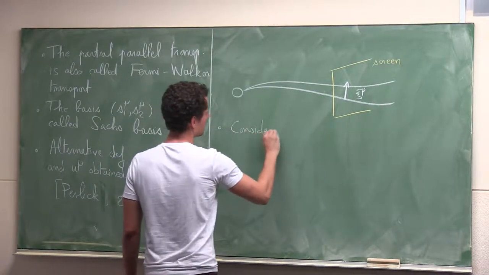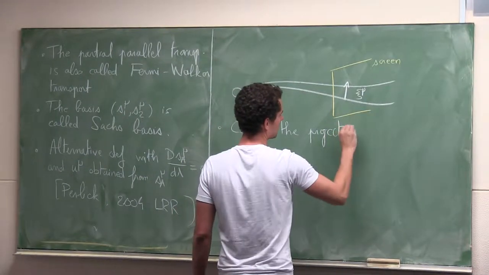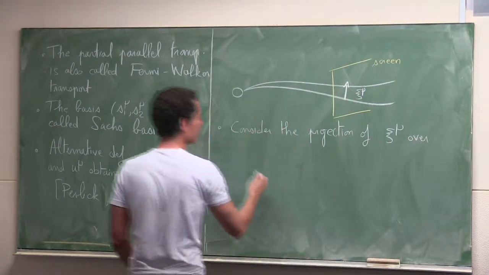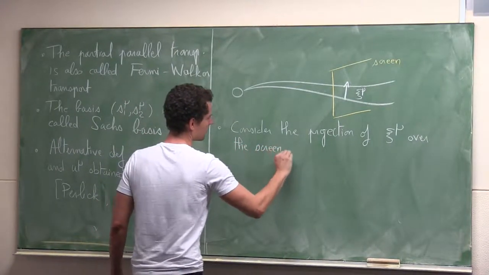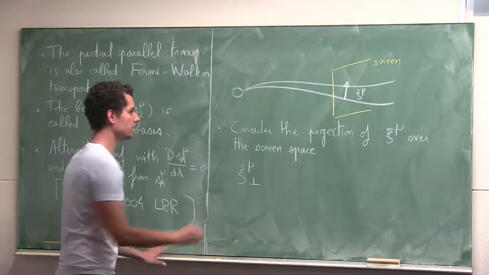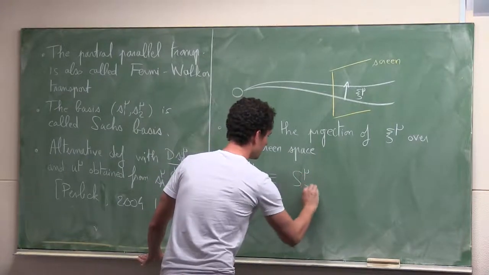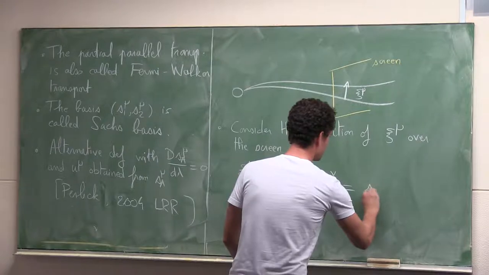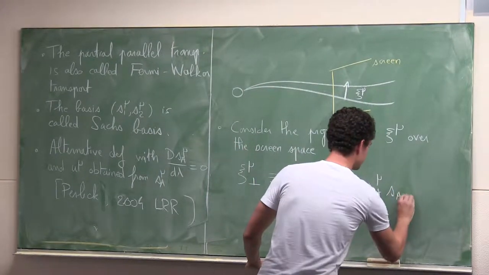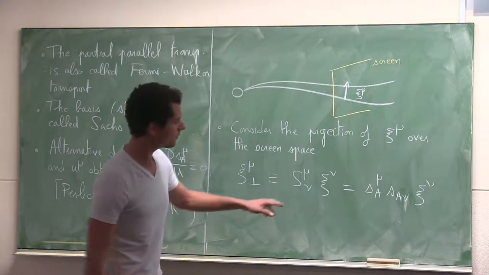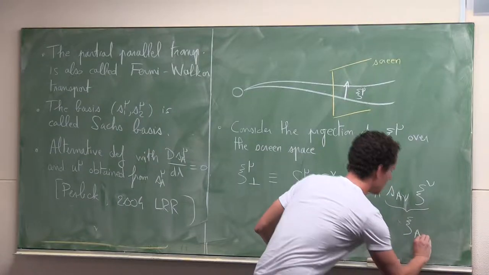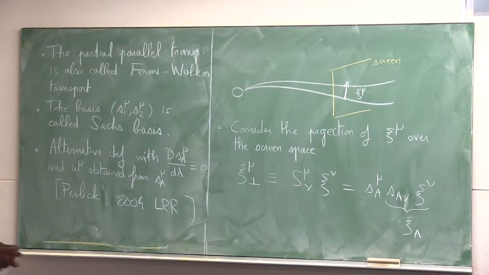So consider the projection of ψ^μ over the screen space. So we write the screen component, which is S_ν^μ ψ^ν, which is also S_A^ν ψ_ν. And this scalar product, by definition, is what we would call the A component of ψ over the screen space, ψ_A.